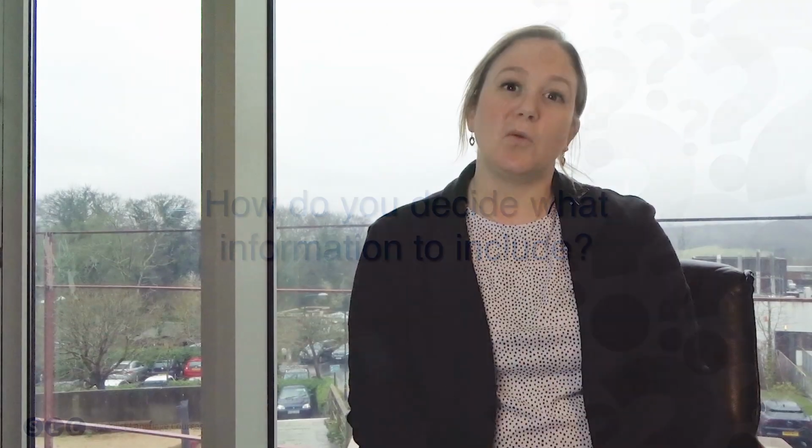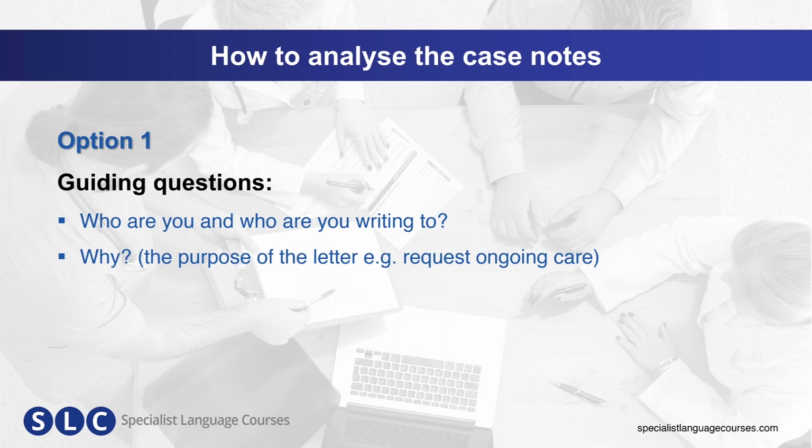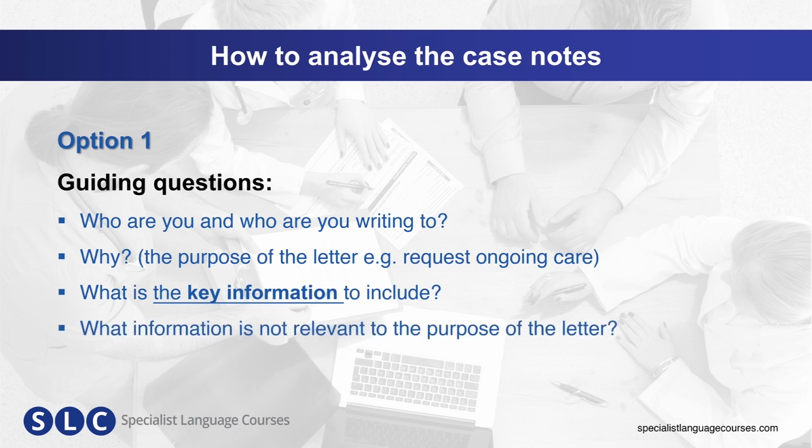So how do you decide what information to include? It's important to analyse the case notes. One option is to use guiding questions. For example, who are you and who are you writing to? Why are you writing? What is the purpose of the letter? What information is important to include, the essential key information, and what information is not relevant to the purpose of this letter? Option 2 is use a tool such as ISBAR.